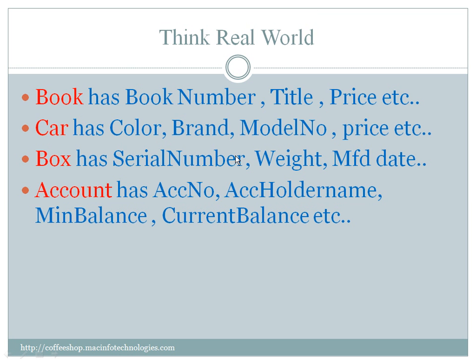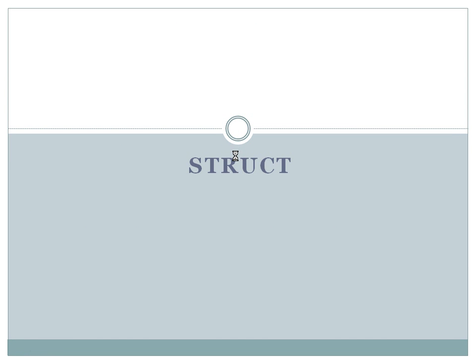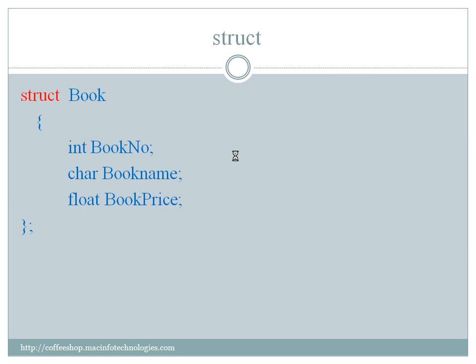So how do we do that? To do this, we use the struct keyword in C programming. In C language, we have a keyword called struct. So we make use of this and we declare a new user defined data type book. So here struct is the keyword and book is the name for the data type.